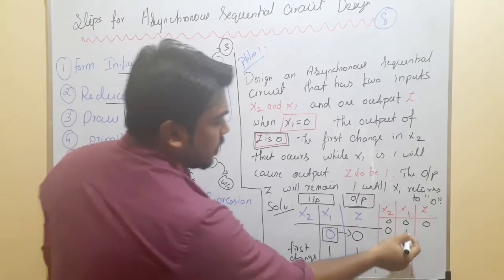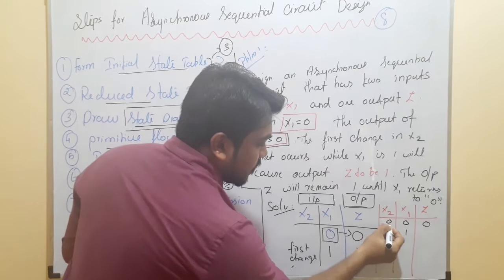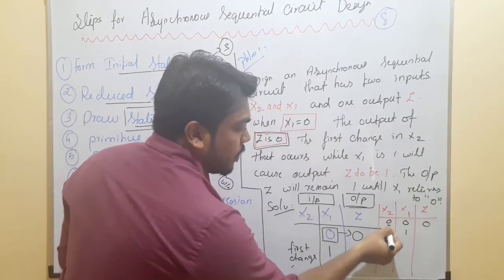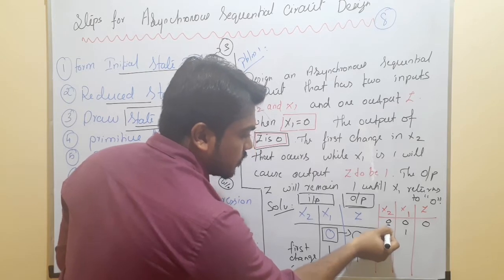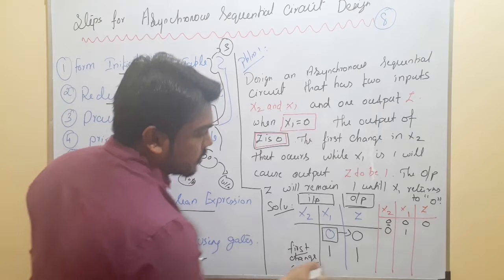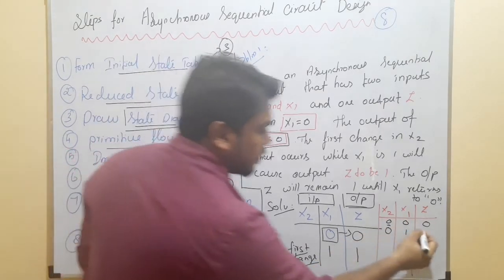Here it is not simple. The reason is x1 is 1, but we need the first change. What is the change? The previous value of x2 is 0, and this value is also 0, which means there is no change. So although x1 is 1, you can't put 1, instead you put 0.